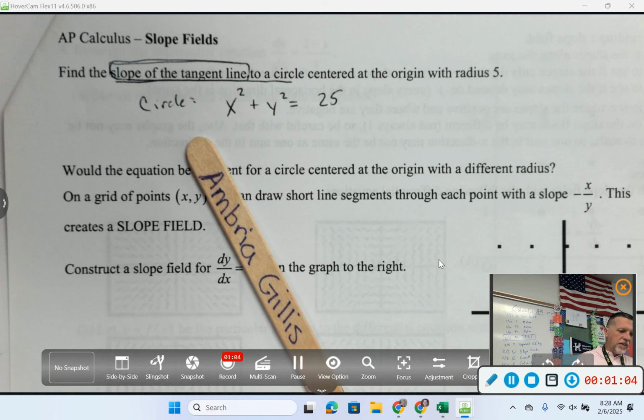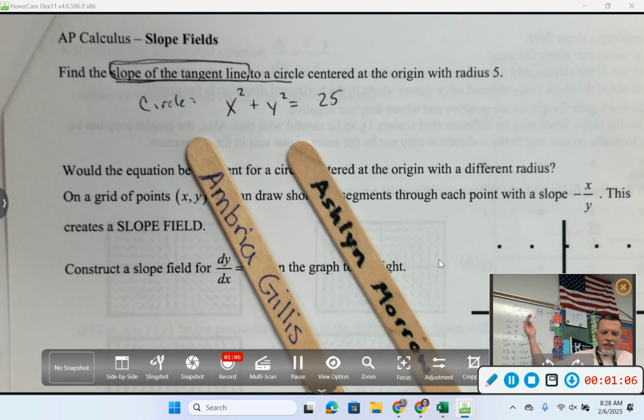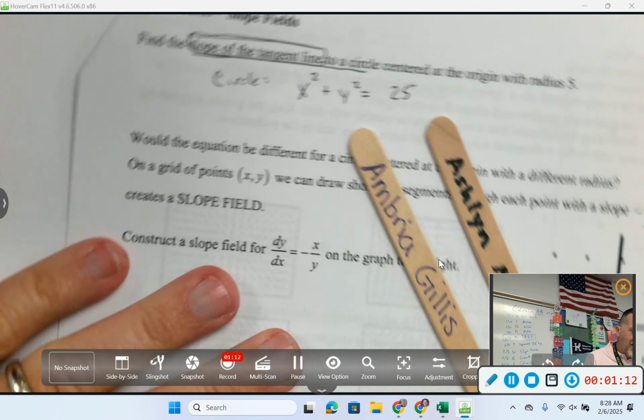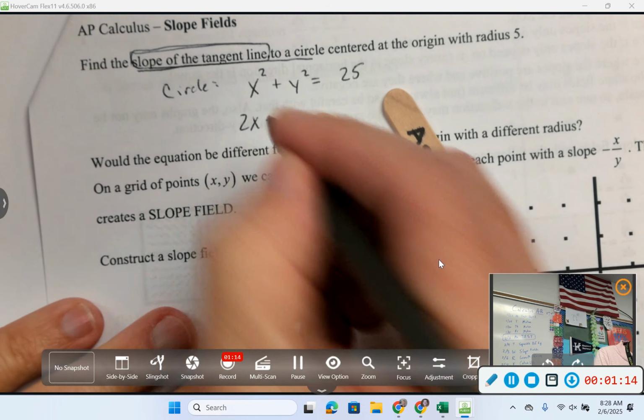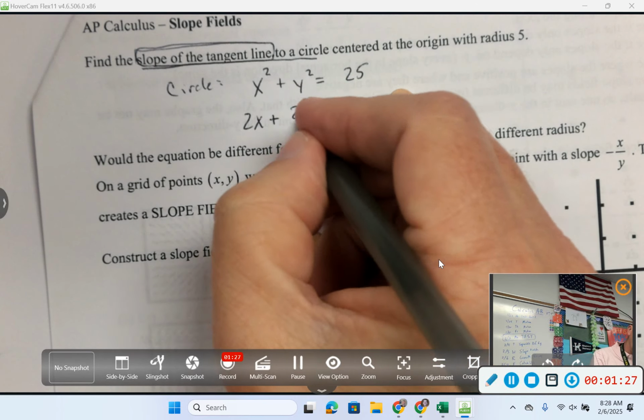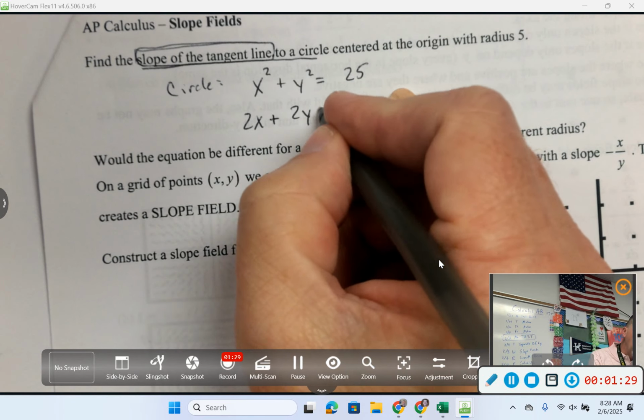Ambria, what's the derivative of 2x? Oh, I just gave away the answer. So I'll do the first one, 2x. Ambria, what's the derivative of y squared? 2y. That's partially right. There's more to it, though. Y. Good. So 2y, and then either dy dx or y prime, either one.